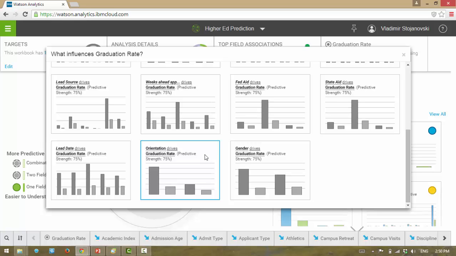Orientation. This is an activity that we also invest in. We like all of our students to go through orientation, or as many as possible, and we like to think that this helps us admit students that are likely to graduate. Let's take a look at the correlation between orientation and graduation rate.